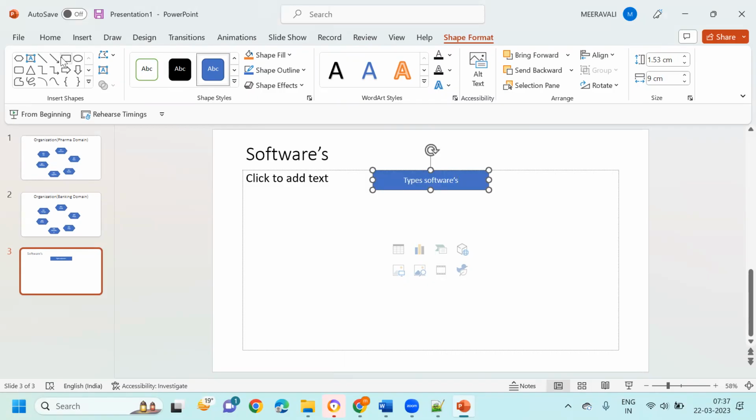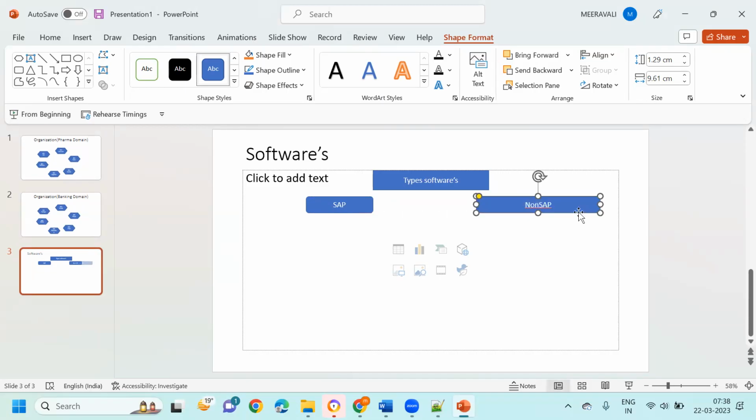The software is divided into two types. One is SAP, which is one brand. The second one is the non-SAP brand. There are two types of applications here: one is SAP, the second one is non-SAP.